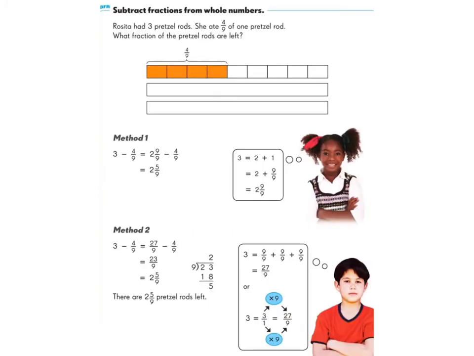Okay, now we're going to do a little bit of subtraction. We're going to subtract fractions from a whole number. So here's a word problem. Rosita had 3 pretzel rods. She ate 4/9 of 1 pretzel rod. What fraction of the pretzel rods are left?